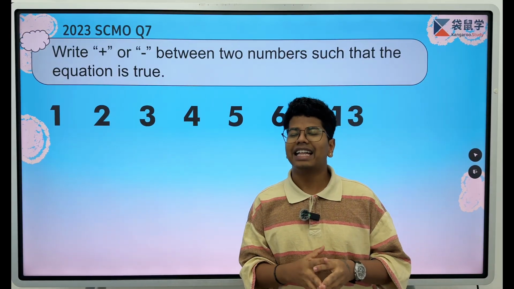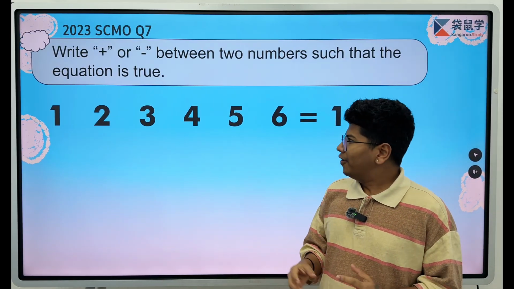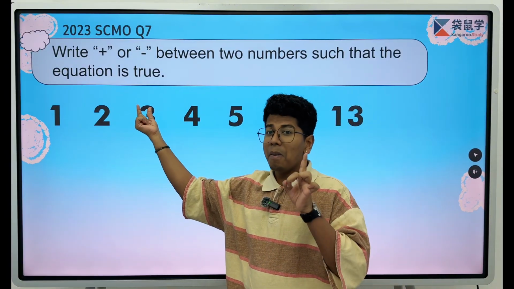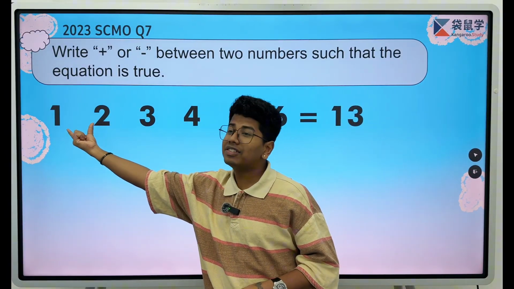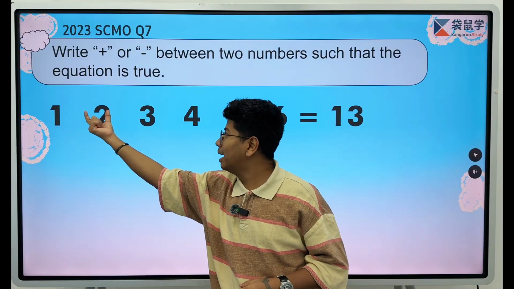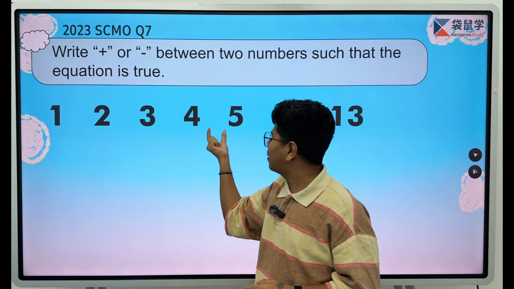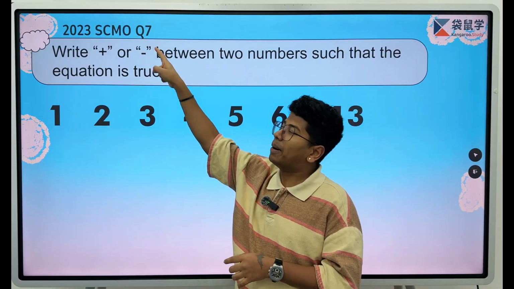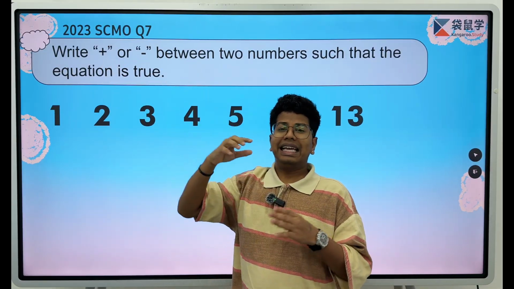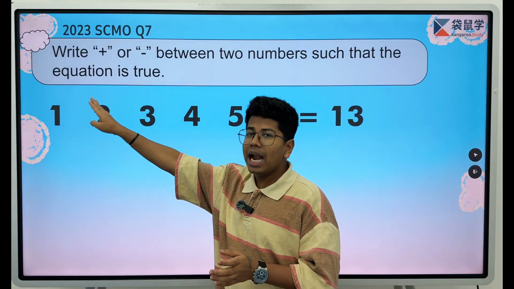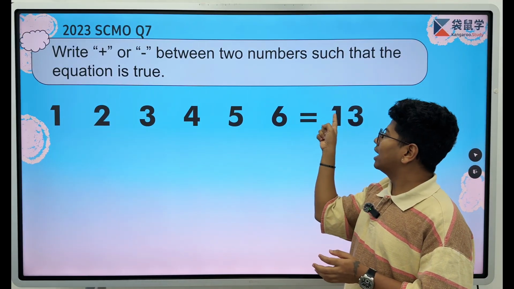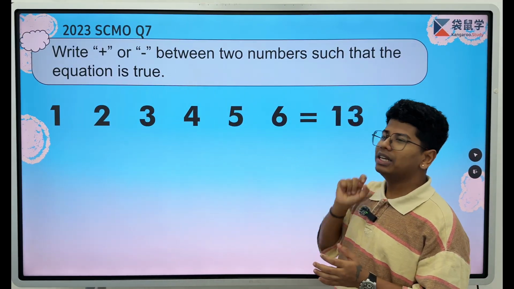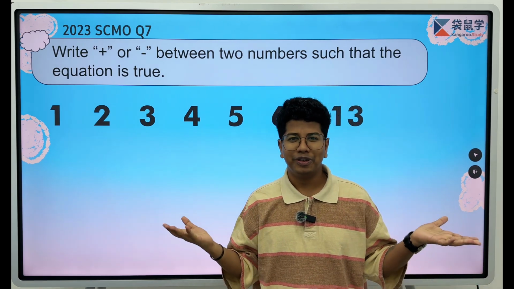Let's try to understand this question. Here we can see there are numbers, but the numbers have some gap in between them. See, gap, gap, gap, gap, gap. And in these gaps I have to put either plus or minus in such a way that when I add plus and minus, the answer should be 13. So what should we do?